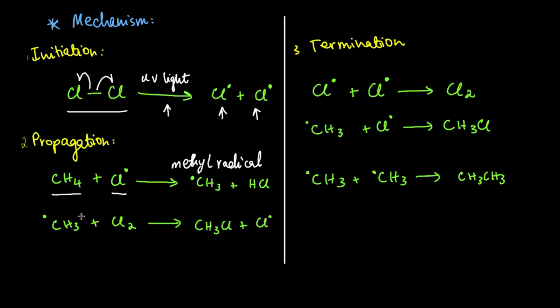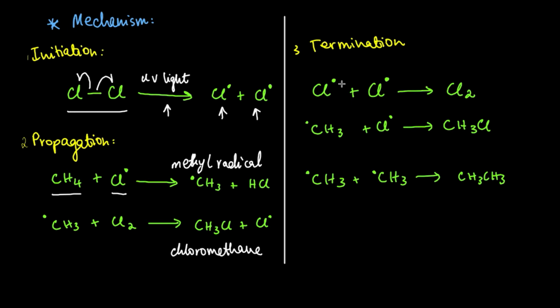Now in the second step of propagation, the methyl radical reacts with the chlorine gas to produce this halogenoalkane and chlorine radical. This halogenoalkane is called chloromethane. Okay, and this was what we wanted. This was our initial product that we required in the overall reaction. Now moving on to the last step of the reaction mechanism, termination.